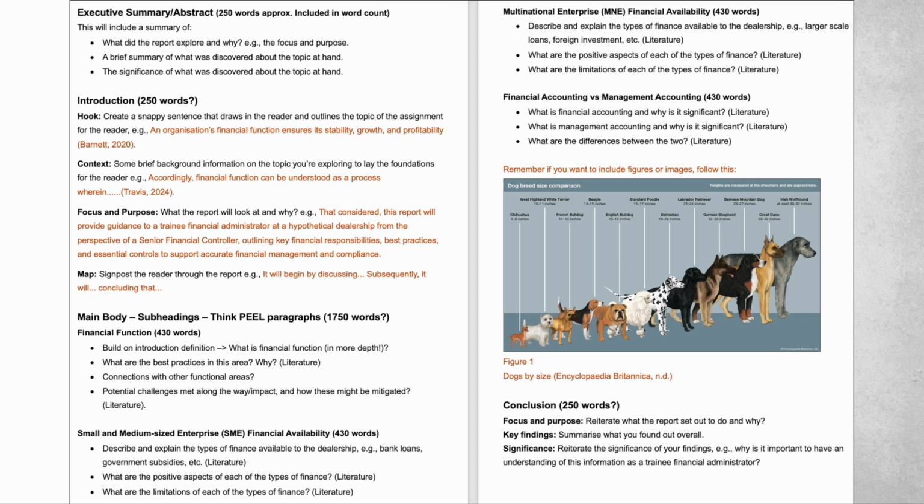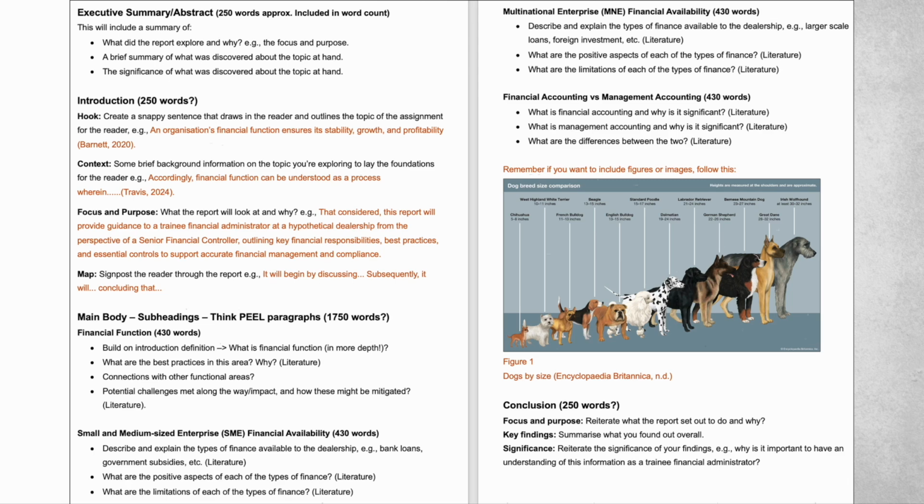And finally, the conclusion. 250 words. Return to what the focus and purpose was of the report, as in what you set out to do and why. Then you need to summarise your key findings. You also need to reiterate their significance. Why is it important to have an understanding of this information as a trainee financial administrator? You might also offer some recommendations for the trainee's future professional practice.